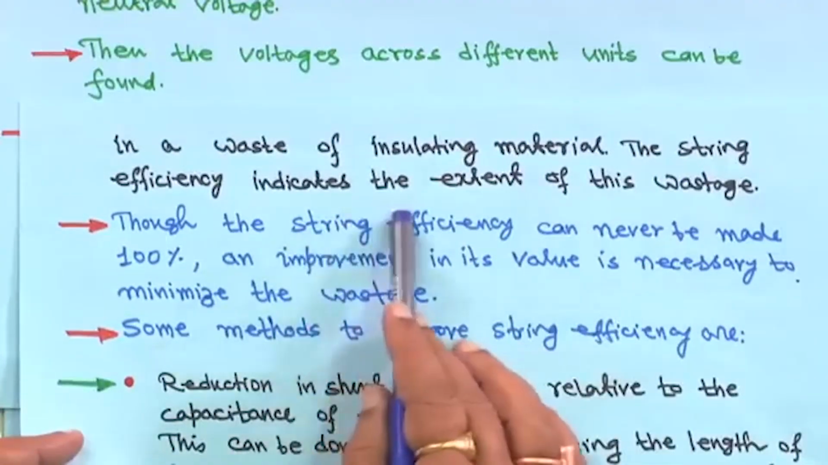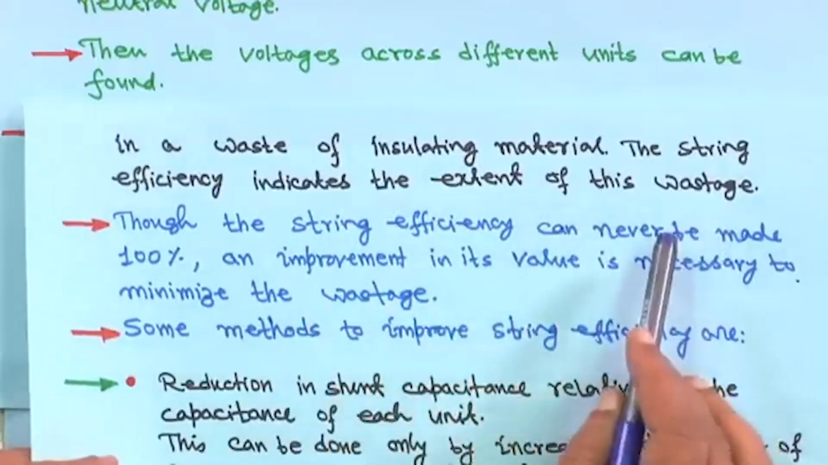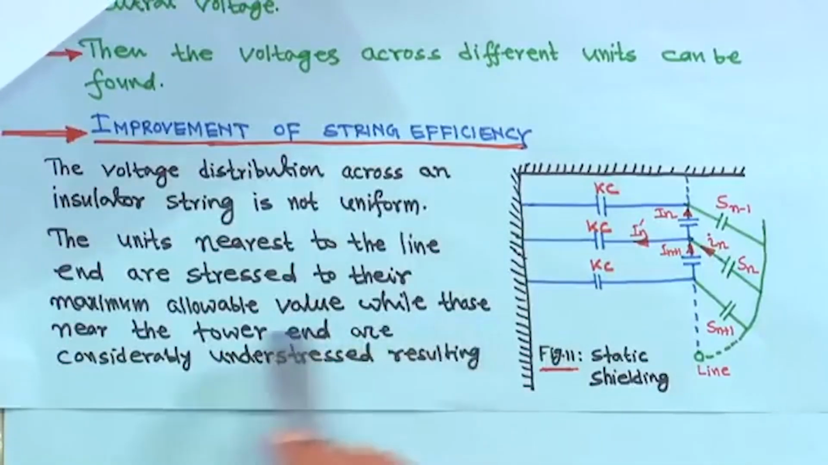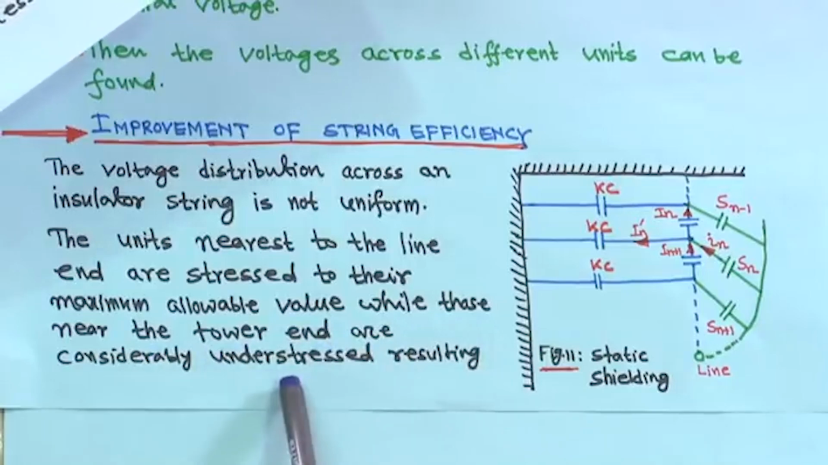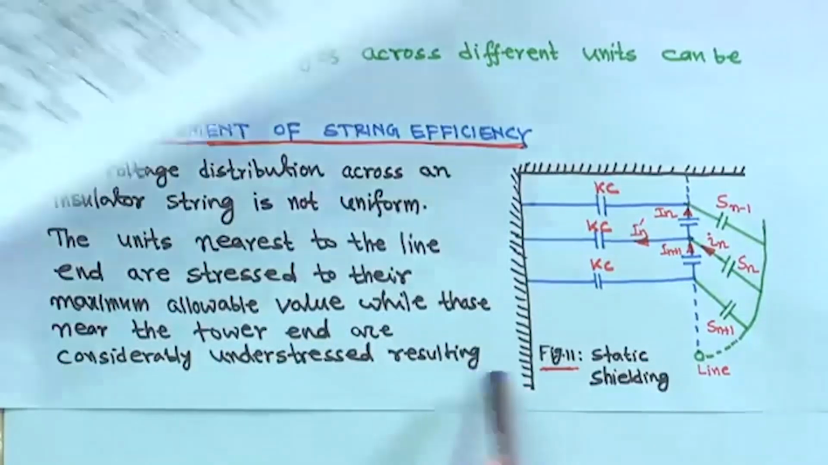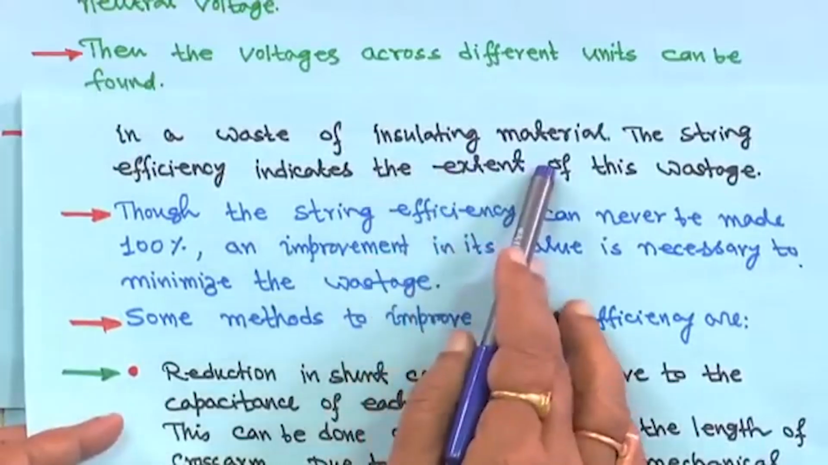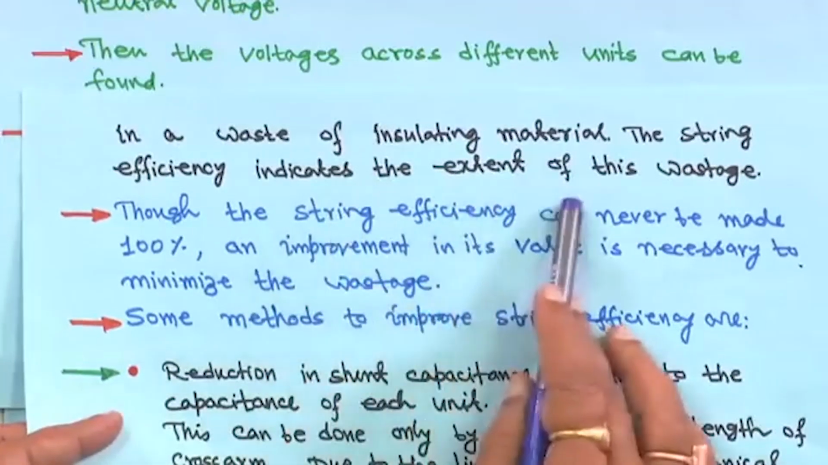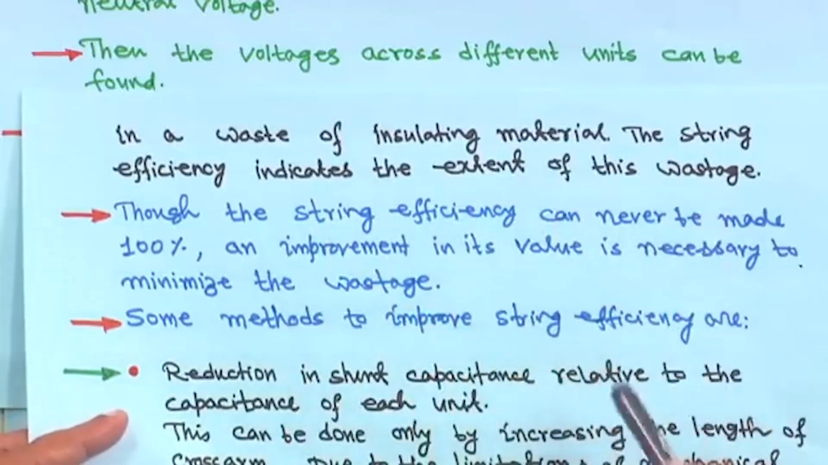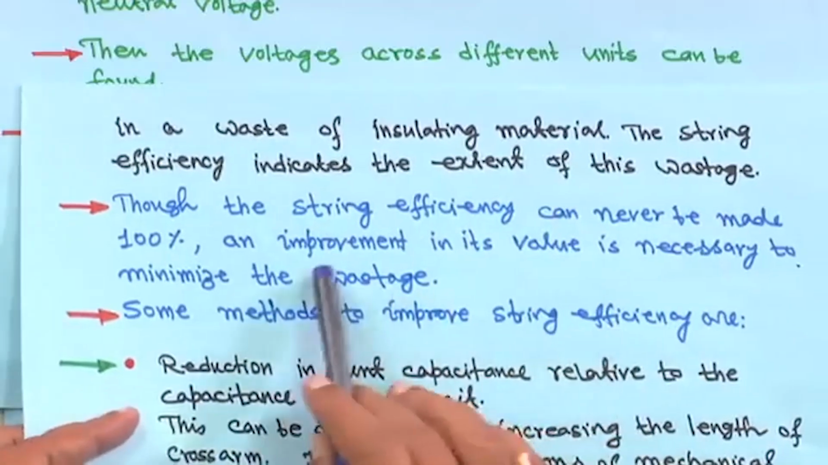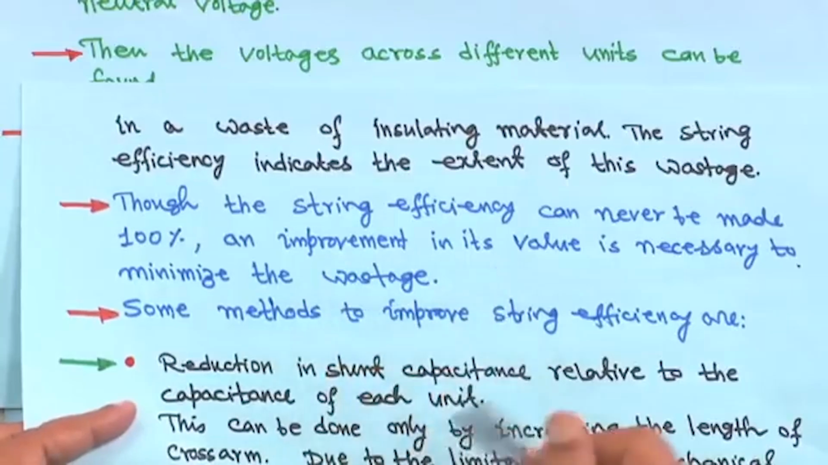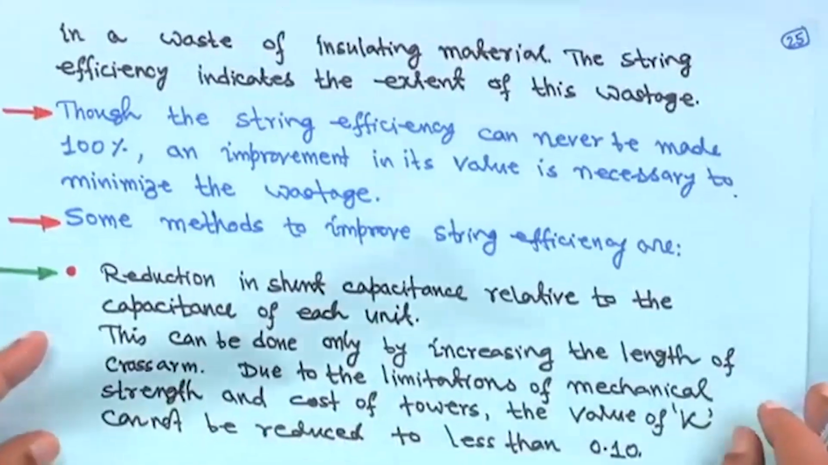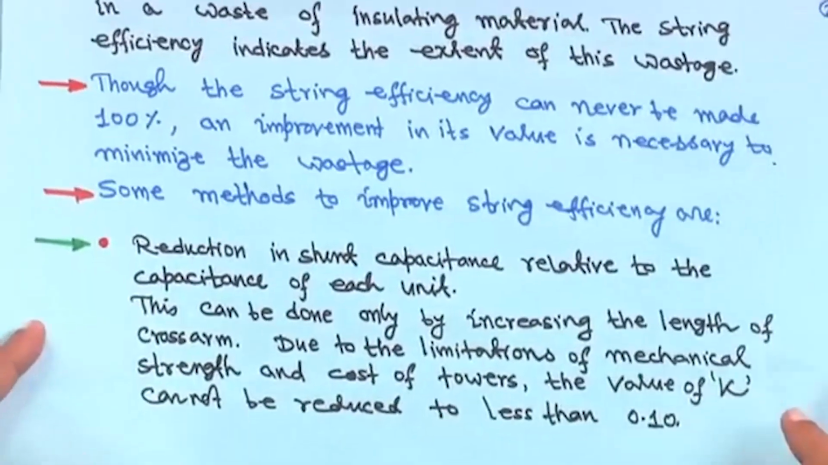The string efficiency indicates the extent of this wastage. This is an indication. Although 100% is not possible, to some extent you can try to improve the string efficiency.